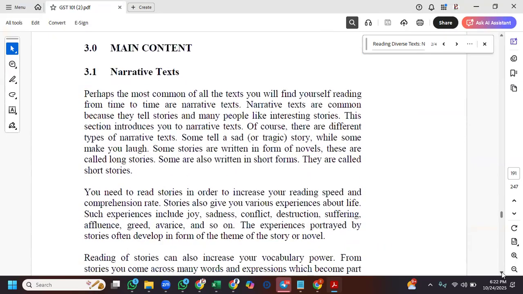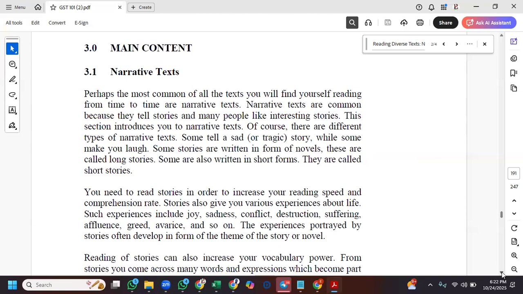Now, what are narrative texts, or what are we to know about them? Perhaps the most common of all the texts you will find yourself reading from time to time are narrative texts. Narrative texts are common because they tell stories, and many people like interesting stories. This is a question in the exam.